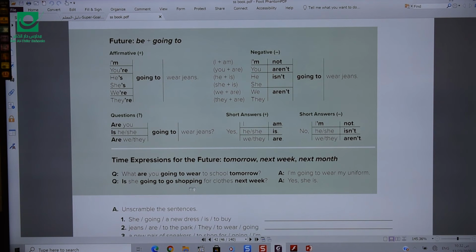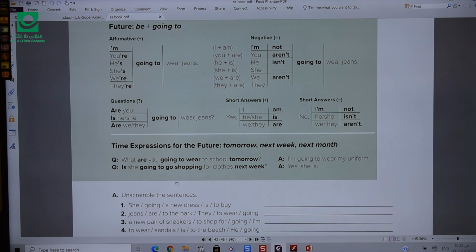Is she going to go shopping for clothes next week? Yes, she is. This is what a question looks like. And here a question: are you going to? Is he going to? Are they going to? You can say yes I am, yes he is, yes they are, or no they aren't, and so on.